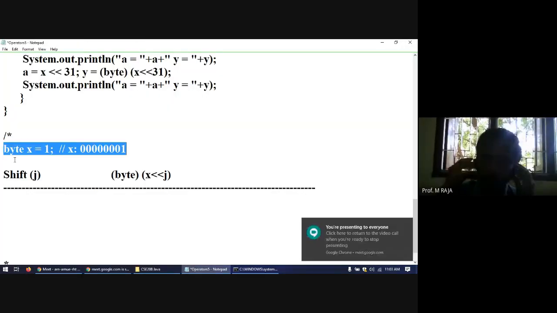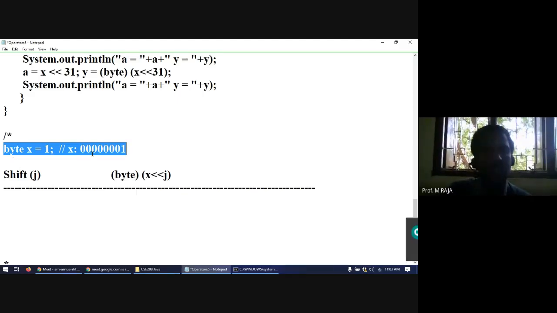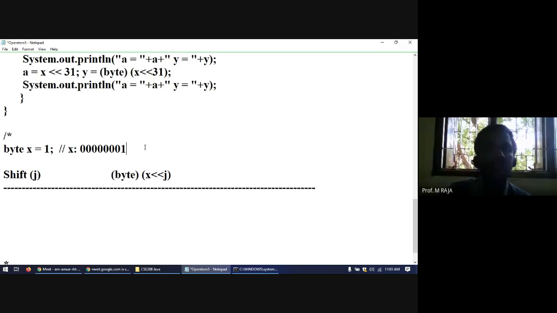Okay, I consider a byte variable, byte x is equal to 1. In this case, the variable x is represented in this format: 7 zeros followed by 1, because byte occupies 1 byte, an 8-bit representation. x is represented like this. Now, initially, assume the value of shift is 0. When shift is 0, we are performing the value byte of x less than less than j. 0 times we are performing the shift. So, what is the value? 7 zeros followed by 1.